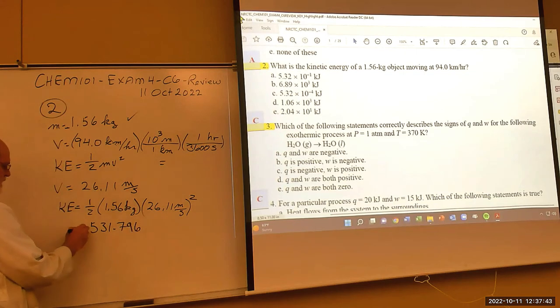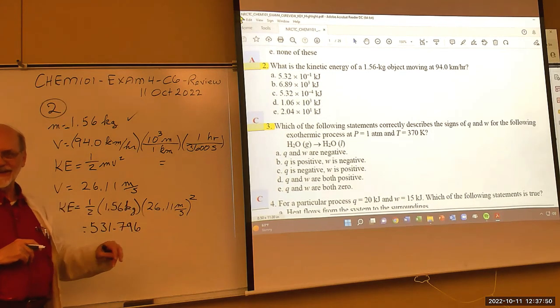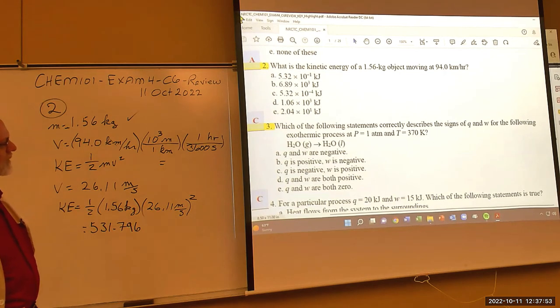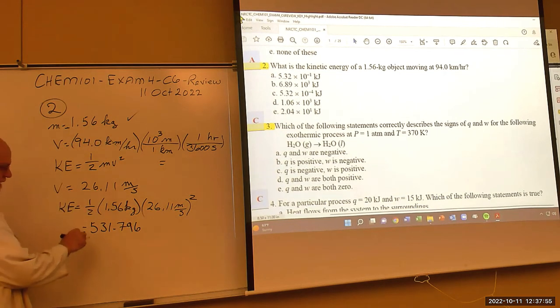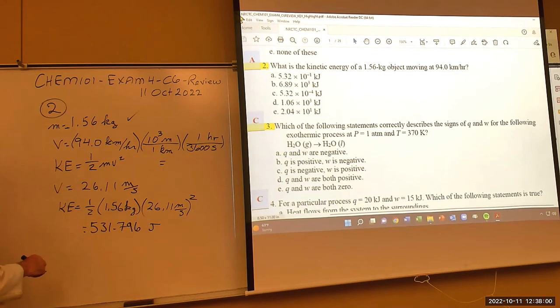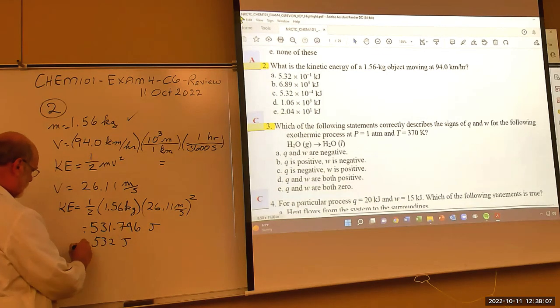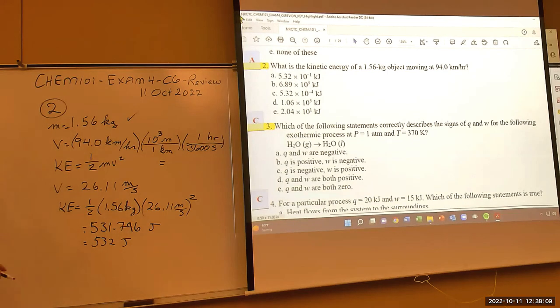What are the units of measure here? Well, they could be kilogram meter squared per second squared, right? But the answer is probably not in that. The answer is in kilojoules. So if this is joules, and let's round it, 532 joules. Now we got to convert to kilojoules to be sure. Because, look, whoever made this test, this review document, sneaky.